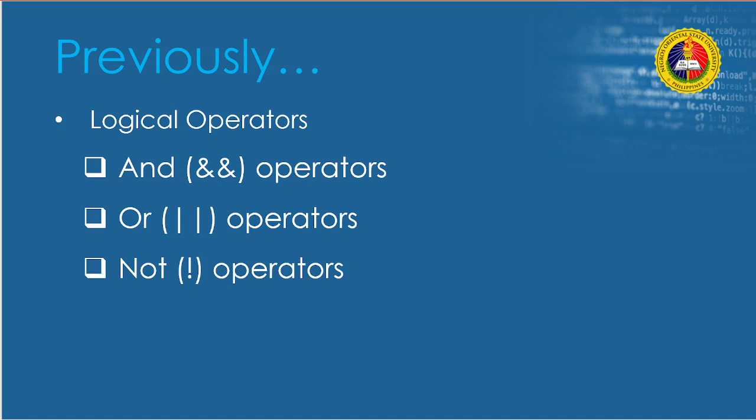Who would like to answer the truth table for AND? Let's say A is true and B is false, then what would be the truth value? For AND?